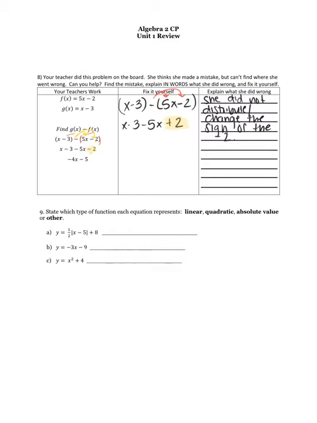Okay, and then you're going to go ahead and combine like terms. So here are my like terms, and these are my like terms. So x minus 5x gets me a negative 4x, and negative 3 plus 2 gets me a negative 1. So this would be my end answer. Okay, that would be my end answer.